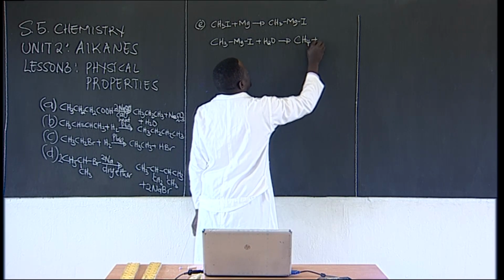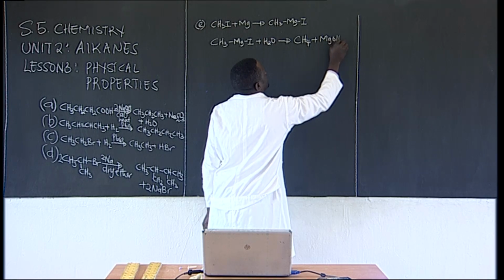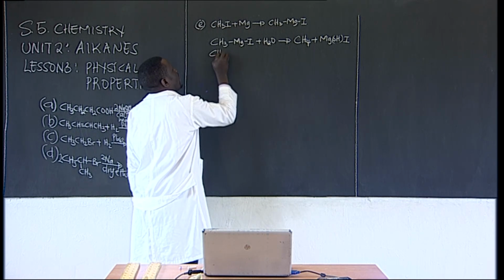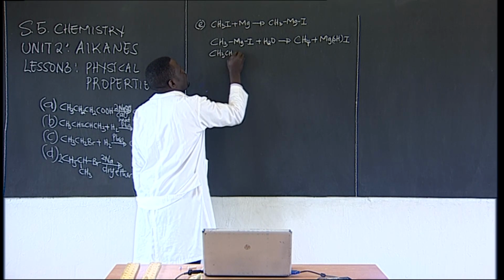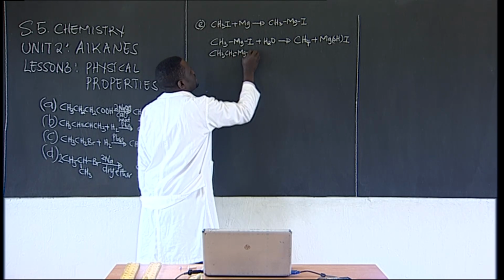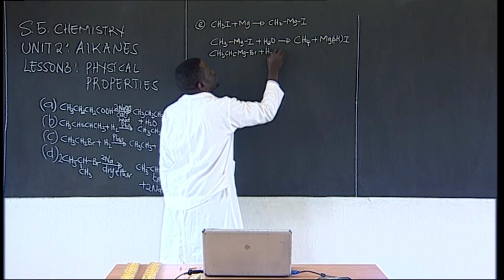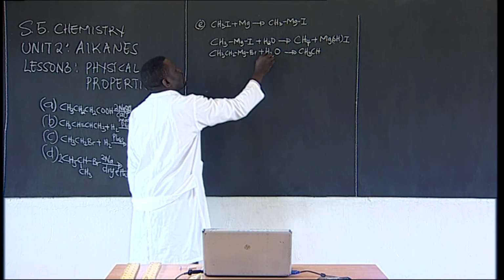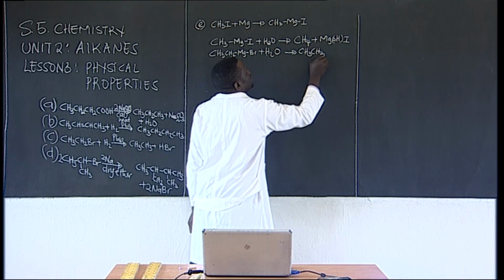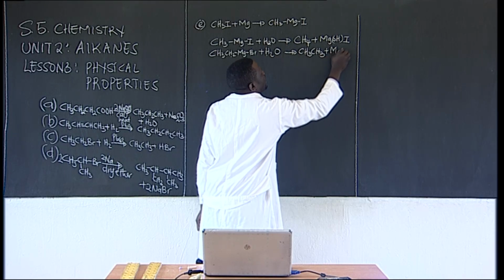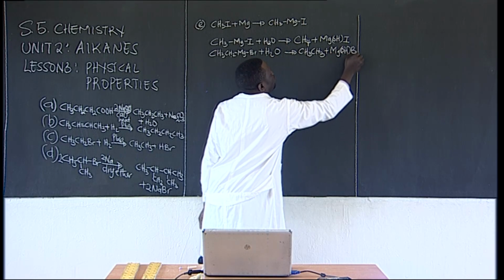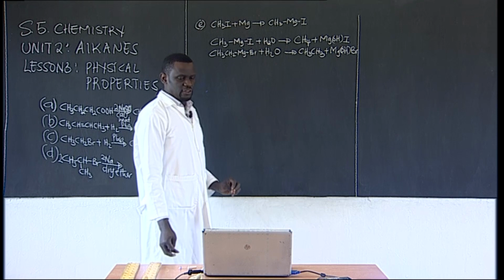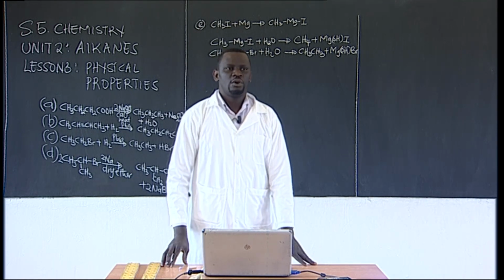So we have this one plus water giving the alkane plus magnesium hydroxide iodide. We can give another example. Here we have CH3CH2MgBr. This is also Grignard's reagent. In a small amount of water, it will quickly form an alkane. Water will donate 1 hydrogen to form CH3CH3, then we have magnesium hydroxide bromide. So this is what we have here on our screen, another method of preparation of alkanes.